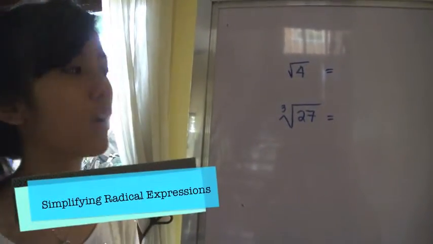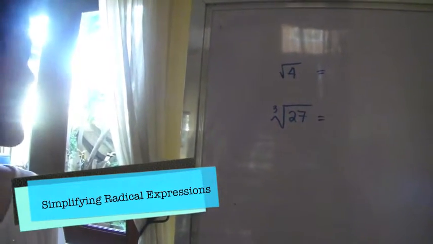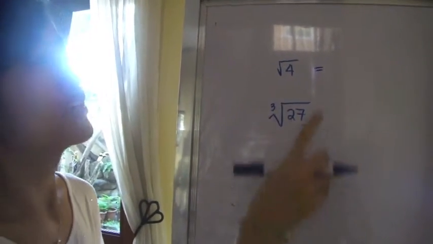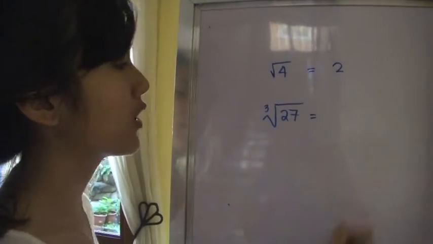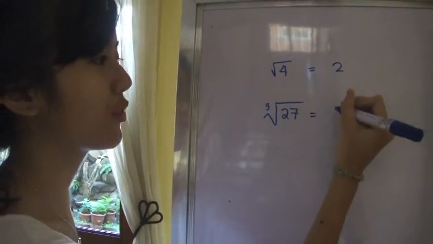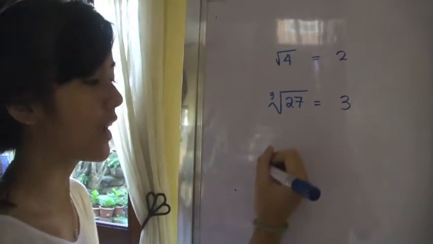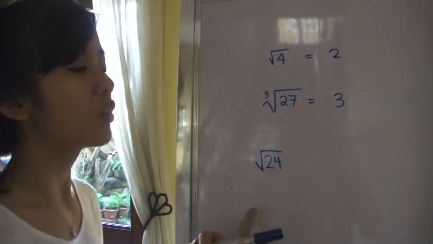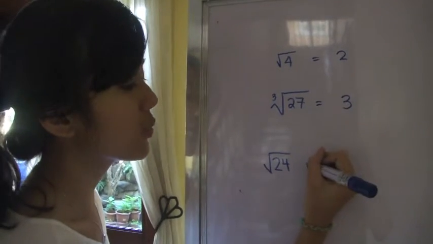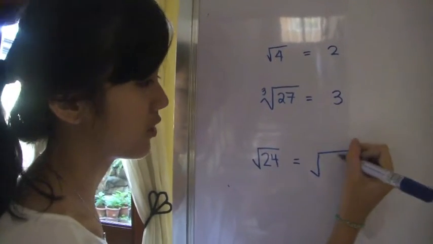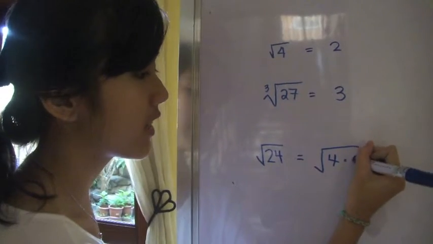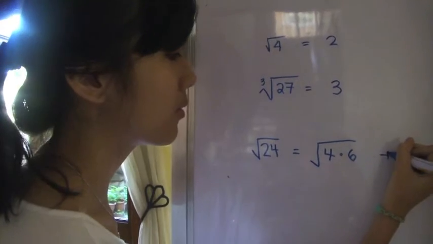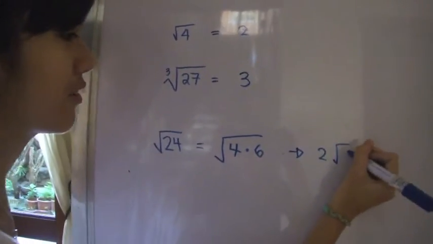Problems like square root of 4 or cube root of 27 are really easy, since 4 is a perfect square and 27 is a perfect cube. Square root of 4 is equal to 2, while cube root of 27 is equal to 3. If you have a problem like square root of 24, it's not going to be as easy since 24 is not a perfect square. So what you do is you break it up into its factors. So that's 4 and 6. And since 4 is a perfect square, it becomes 2 square root of 6.